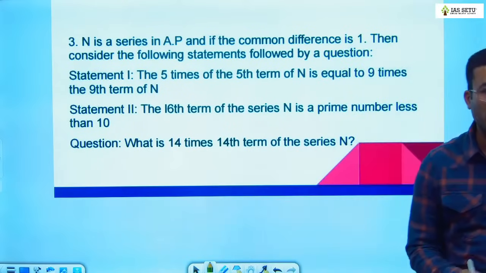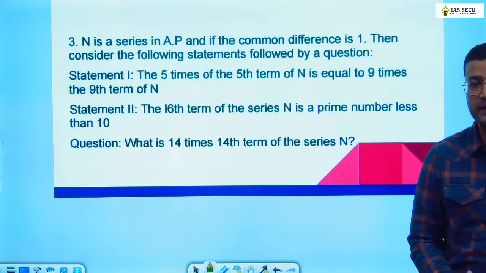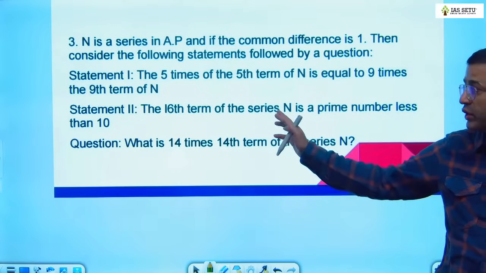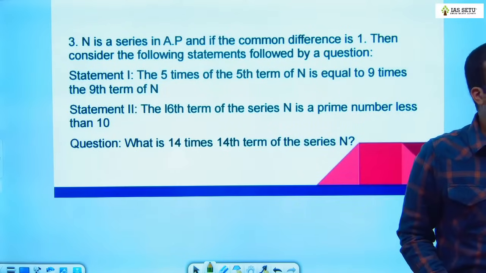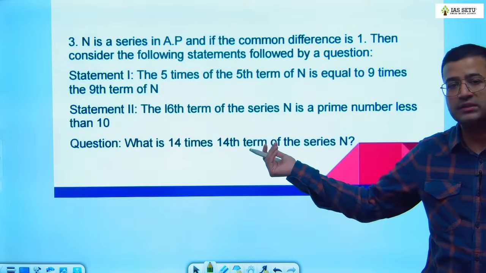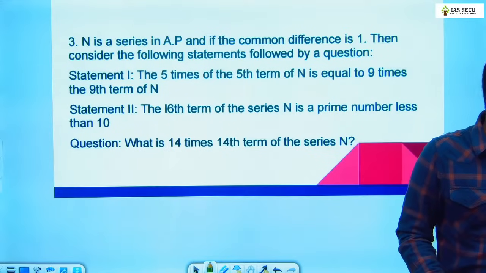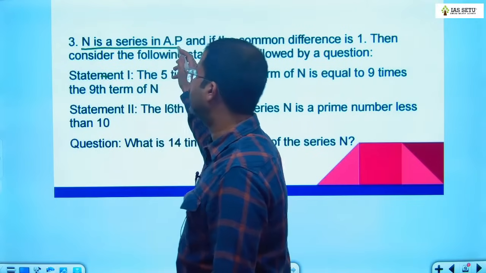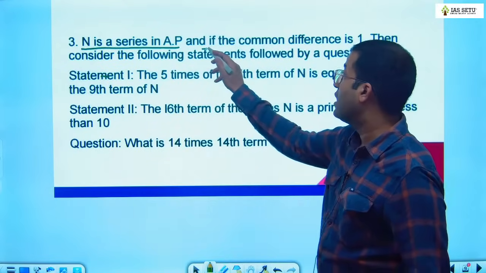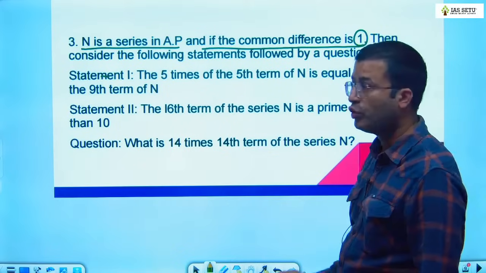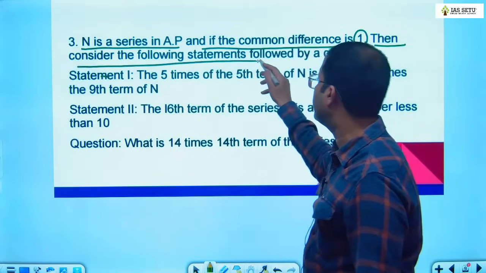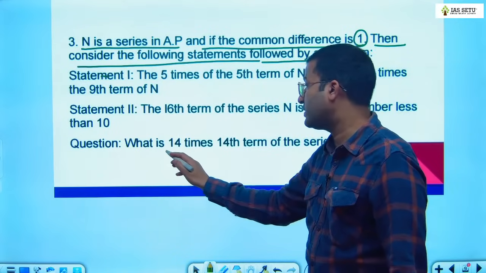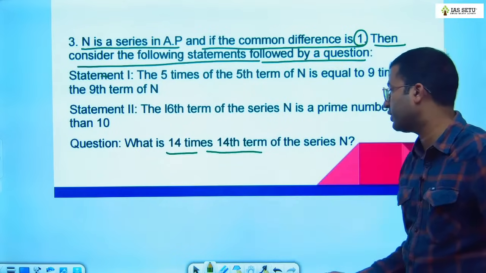AP, GP. I'm expecting one question in the form of statement based, not exactly the same. You will get a handout, don't worry. Here, APGP question, not exactly the same, but I cover one concept through this AP question. N is a series in AP, arithmetic progression, and the common difference is 1. Consider the following statements followed by a question. Statement 1, statement 2. What is 14 times the 14th term of the series n?